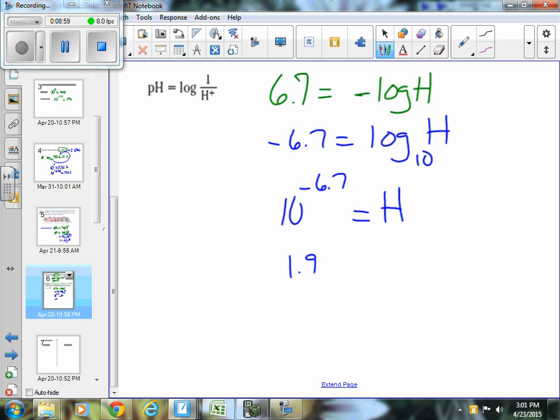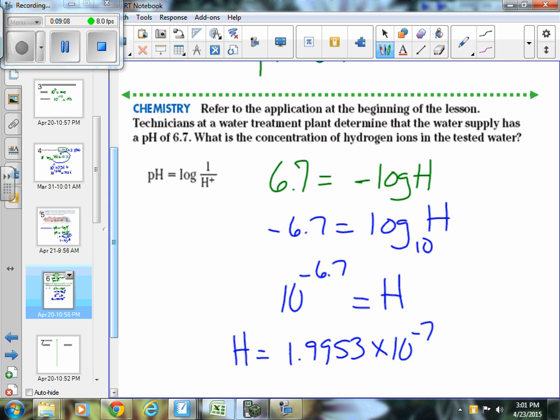I got 1.9953 times 10 to the -7th. So we can solve either direction. We can rewrite that as an exponential. It's a log statement. Use its inverse or the opposite operation to solve.